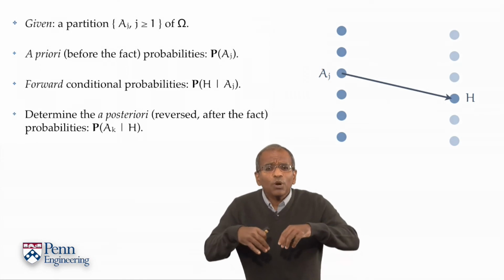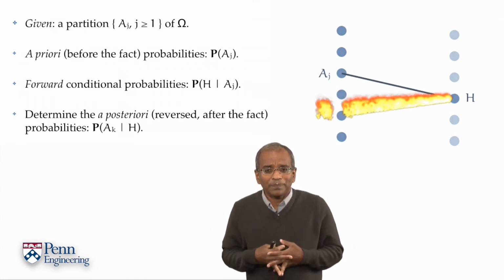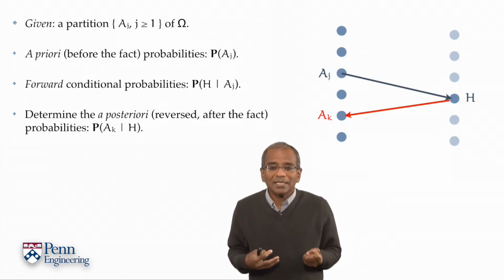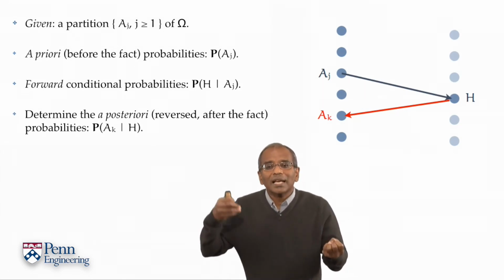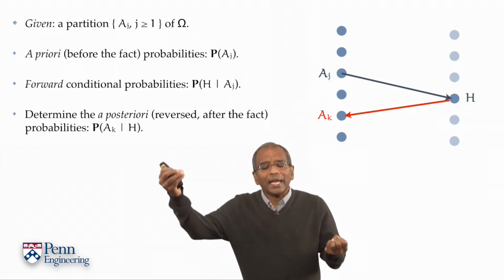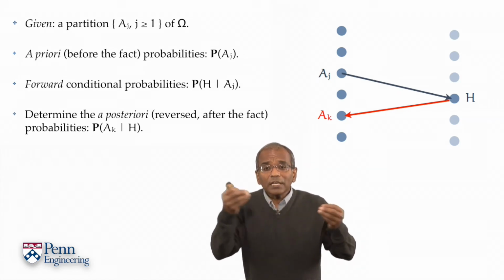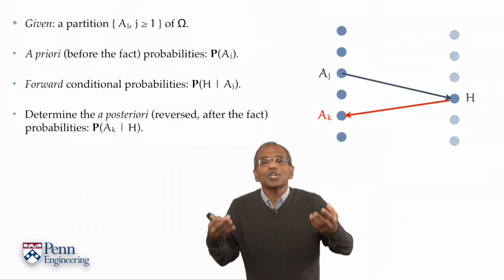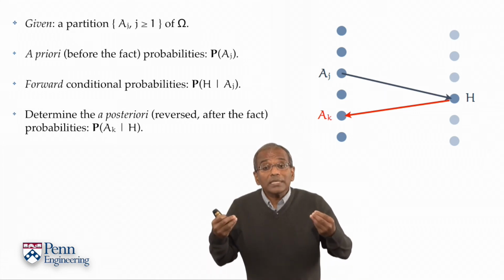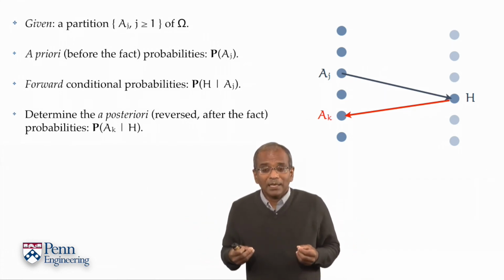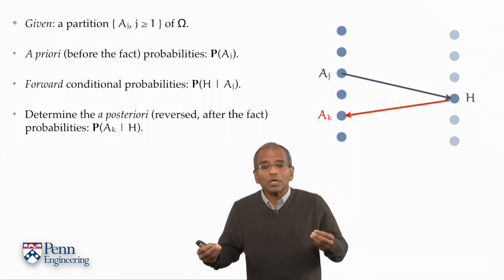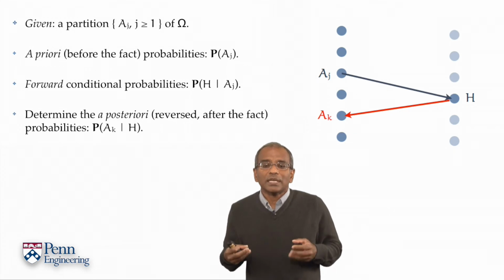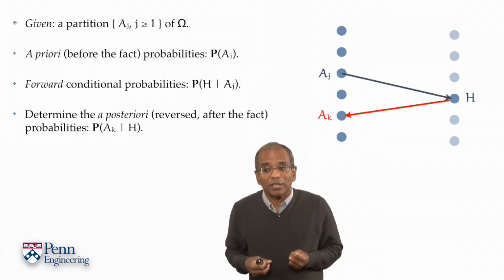In other words, she wants to reverse the direction of the problem. She says, given that a symbol H is in hand, what are the chances that a particular symbol A sub k was transmitted? If we can compute these reversed probabilities, these are naturally called the a posteriori probabilities, probabilities after the fact. Then, in principle, we could figure out what is the most likely symbol which was originally transmitted, given that a particular symbol was received.